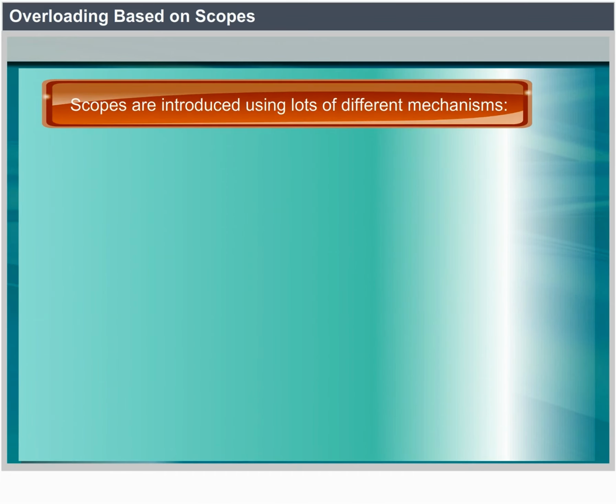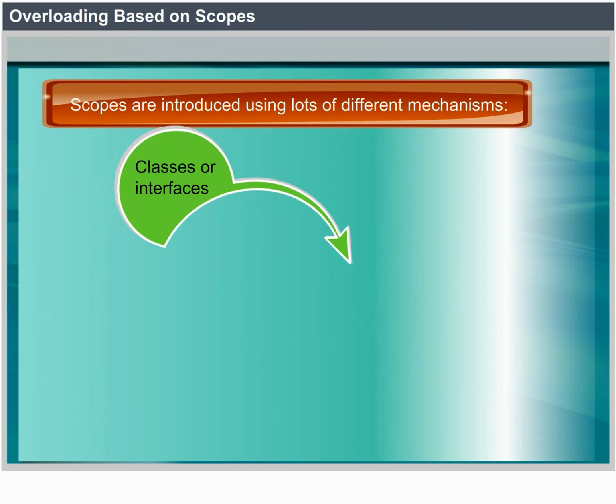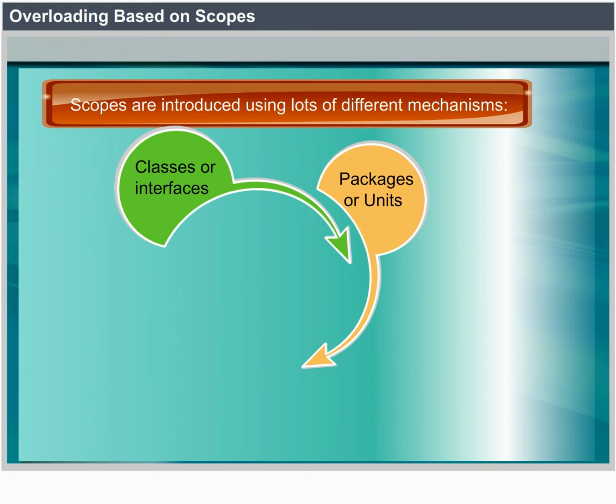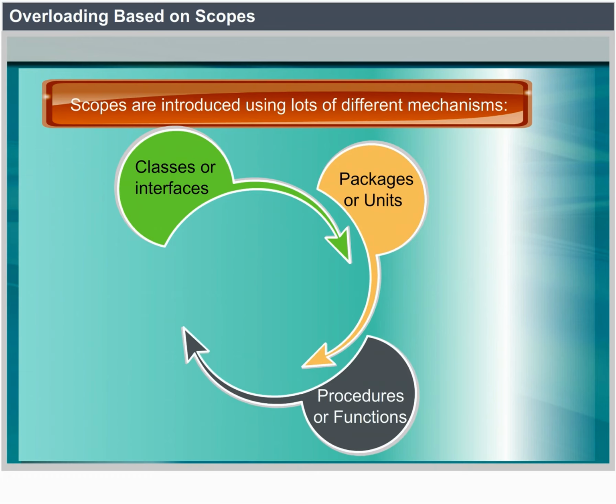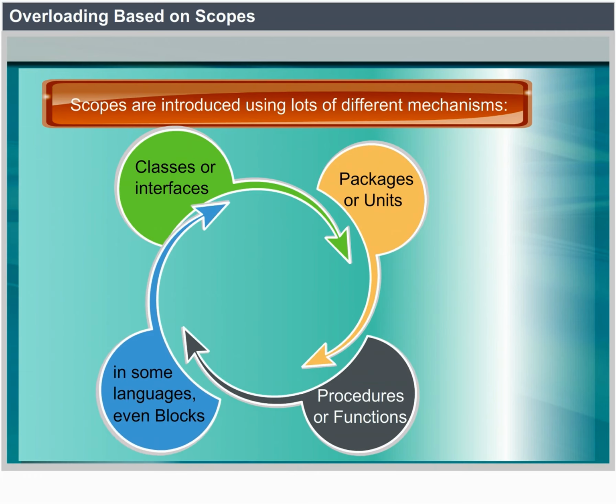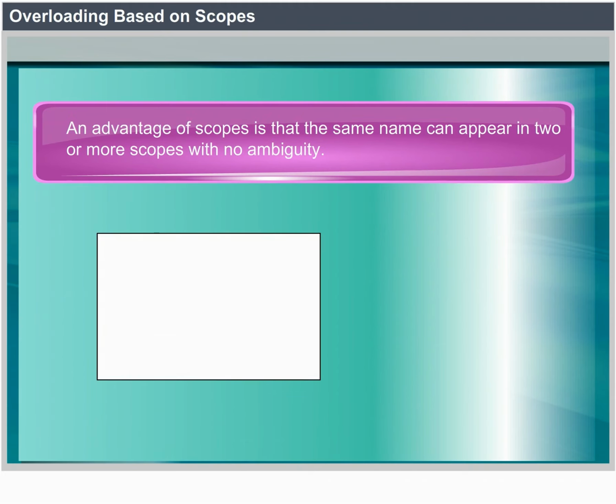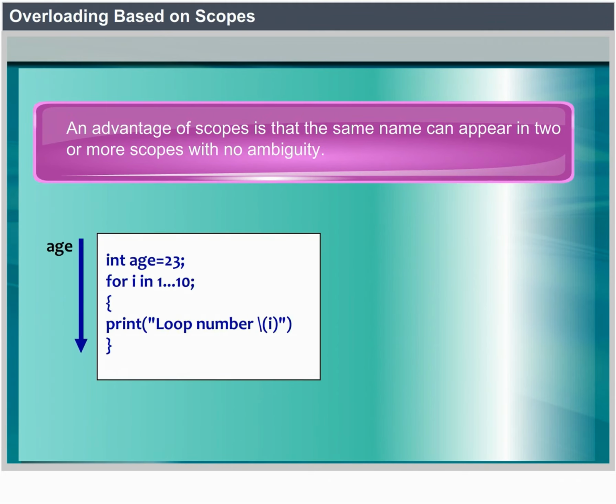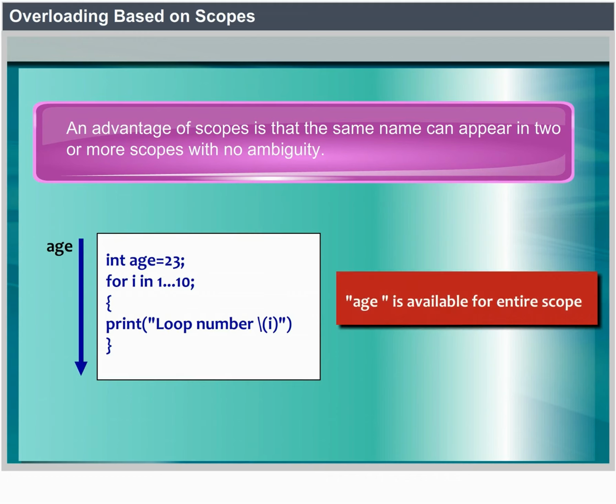Scopes are introduced using a lot of different mechanisms. Classes or interfaces. Packages or units. Procedures or functions. In some languages, it is called even blocks. An advantage of scope is that the same name can appear in two or more scopes with no ambiguity.